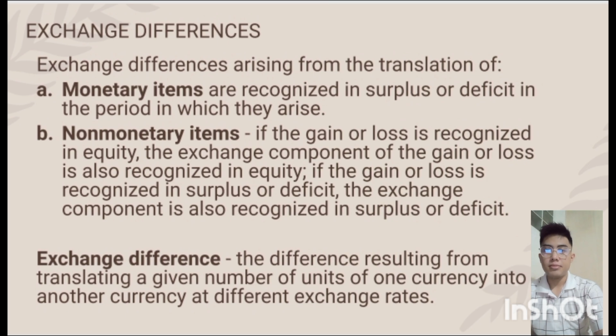As for non-monetary items, if the gain or loss is recognized in equity, the exchange component of the gain or loss is also recognized in equity. If the gain or loss is recognized in surplus or deficit, the exchange component is also recognized in surplus or deficit. Meaning, non-monetary items are assets and liabilities that do not have a fixed cash value and whose value can change due to factors like market condition, inflation, or depreciation. Examples include inventory, property, plant, equipment, and intangible assets.